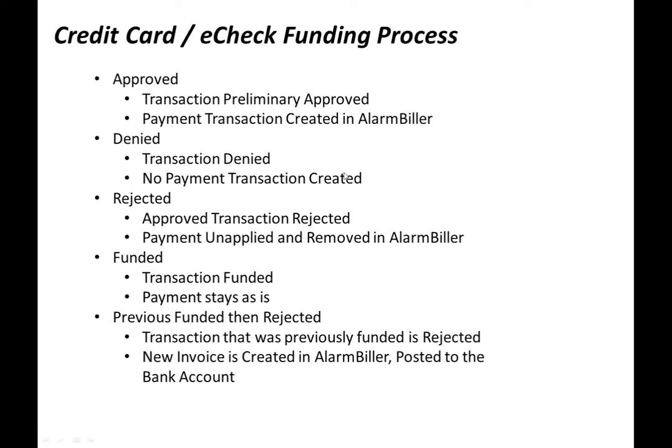Now, if the transaction was approved and then later it is rejected, meaning you're not going to get funding on that, that's an immediate rejection, usually known within a day or two, the payment amount will be removed from AlarmBiller. The payment will go to zero, and the payment that was applied to the original invoice will automatically be unapplied. So the original invoice will stay open. If the transaction is funded, then the transaction will be marked as funded, and the payment will stay as is.